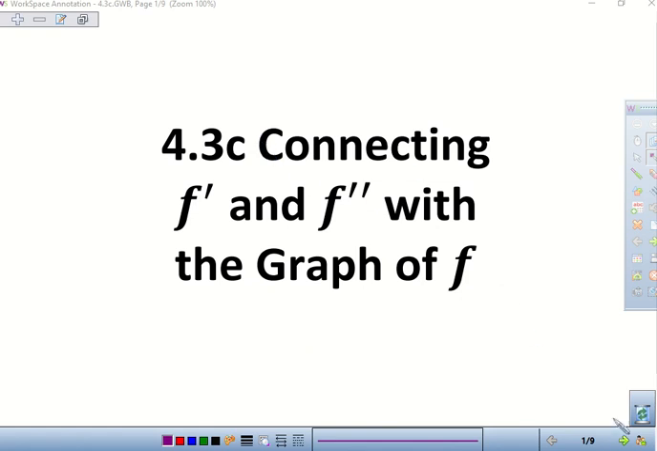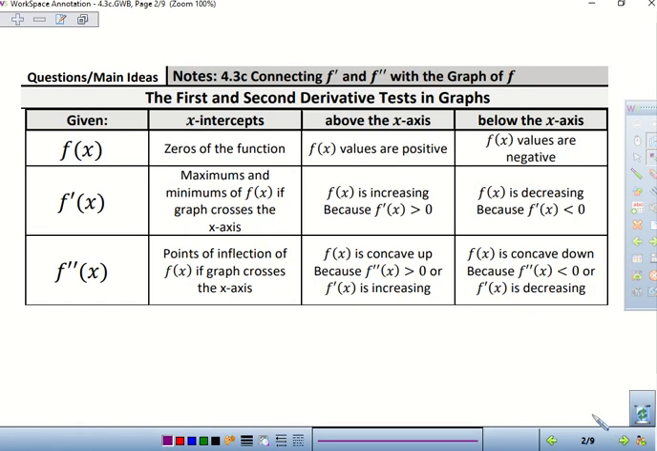4.3c, part 1. So this little chart right here is going to be like your dictionary for this section right here. Okay, reference it if you need it. This is going to tell you and help you understand, because we are going to be looking at graphs of the function, graphs of the derivative, and graphs of the double derivative. And we're going to use that to analyze things about the entire function. Okay? Each one of those graphs tells me different things.